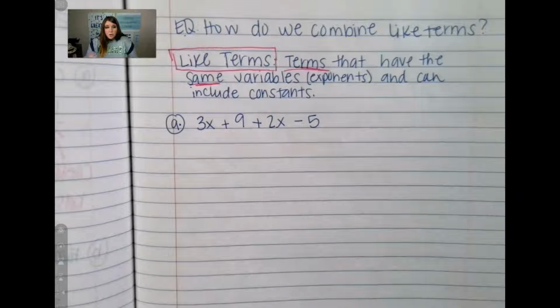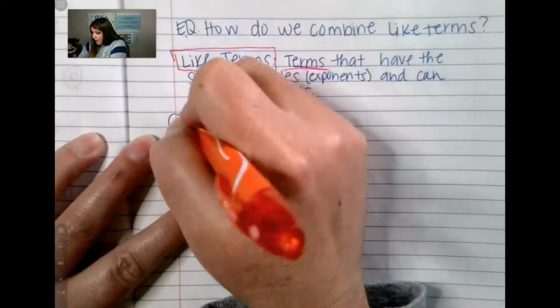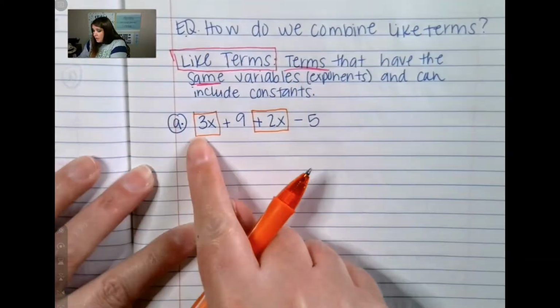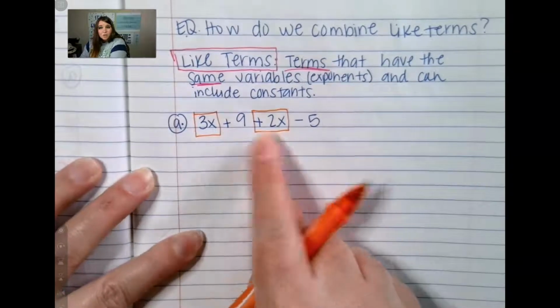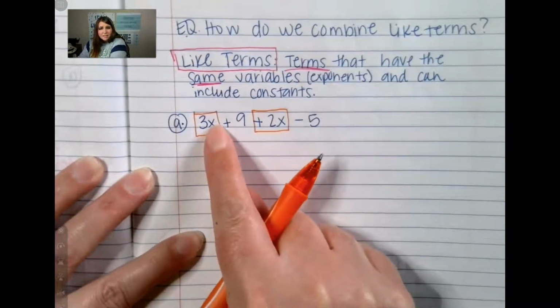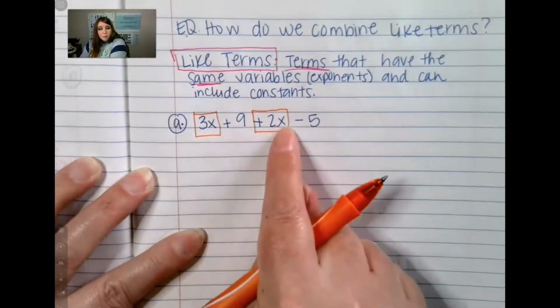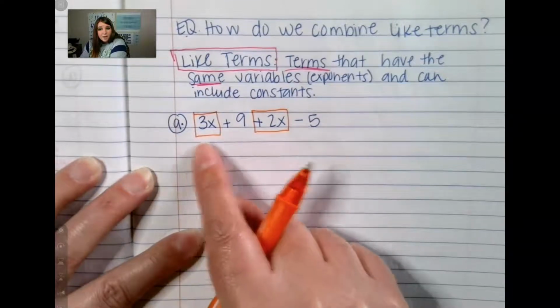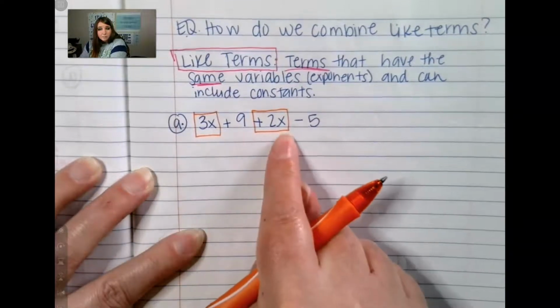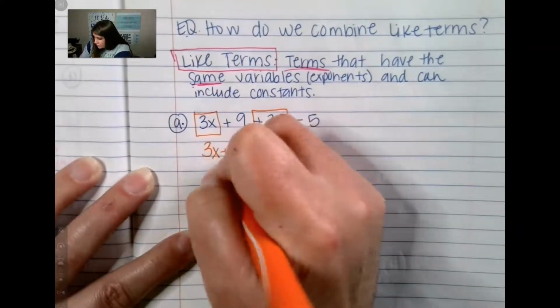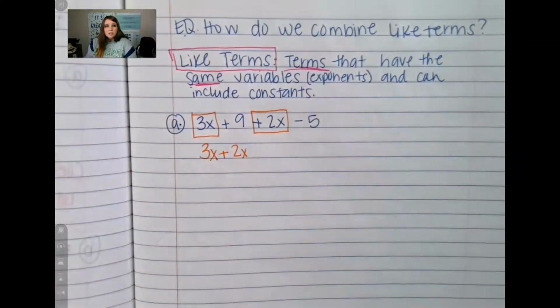Those are my terms. Well, the terms that are the same are the ones that have the same variables. For example, I have a 3x and I have a positive 2x. Those are the same terms because they both have an x that's to the power of nothing. So because they both have an x, they are the same terms. So I'm going to take that 3x and that 2x and I am just going to put them down right there.